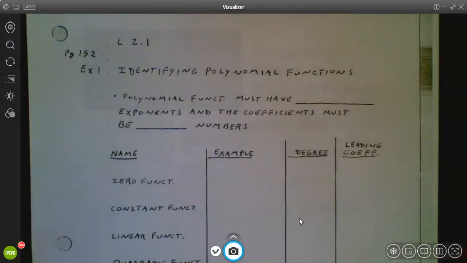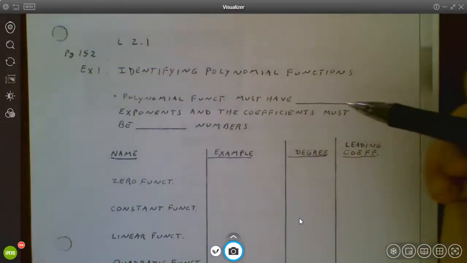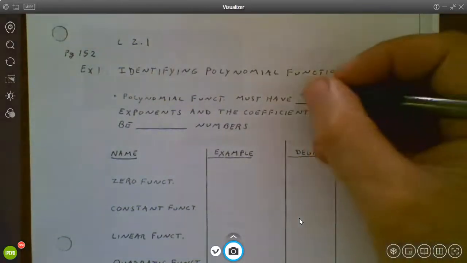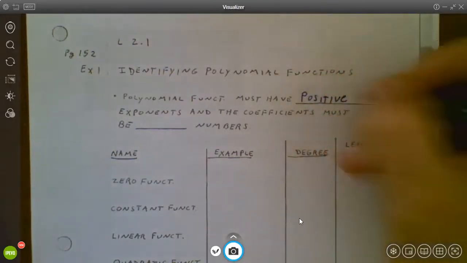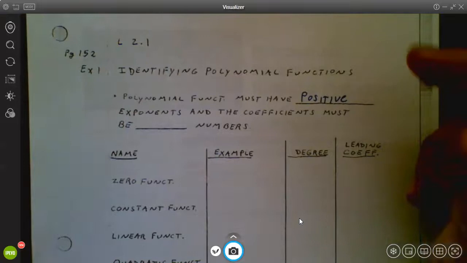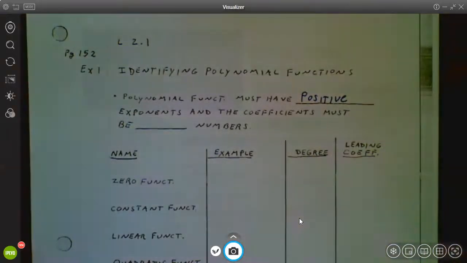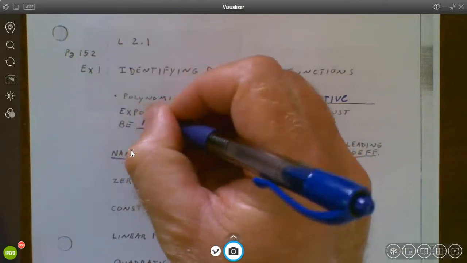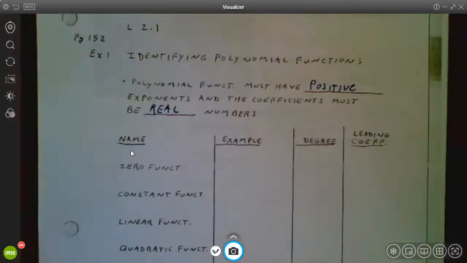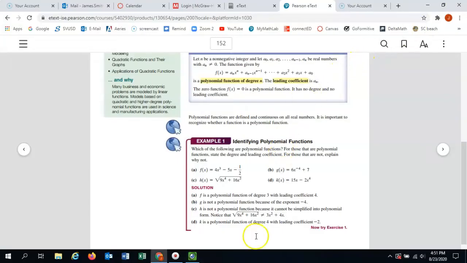A polynomial function must have positive exponents in order to be a polynomial function, and the coefficients must be real numbers. So let me take you through just a couple differences here for which ones would qualify or not qualify.